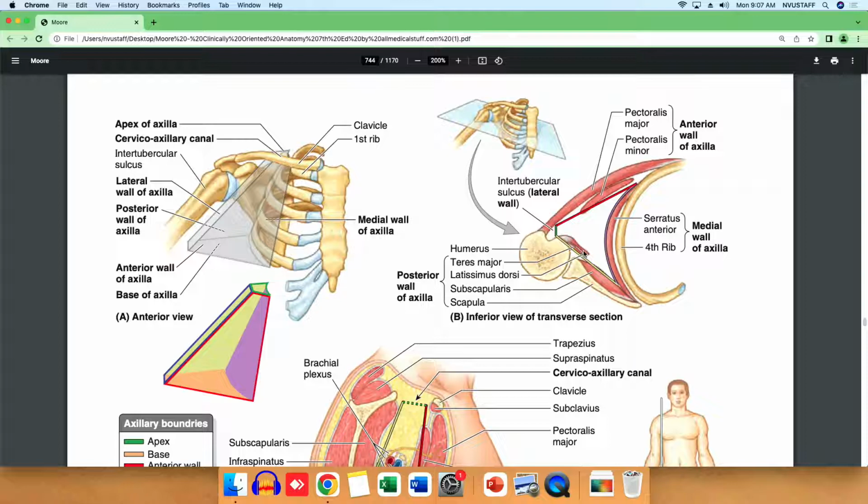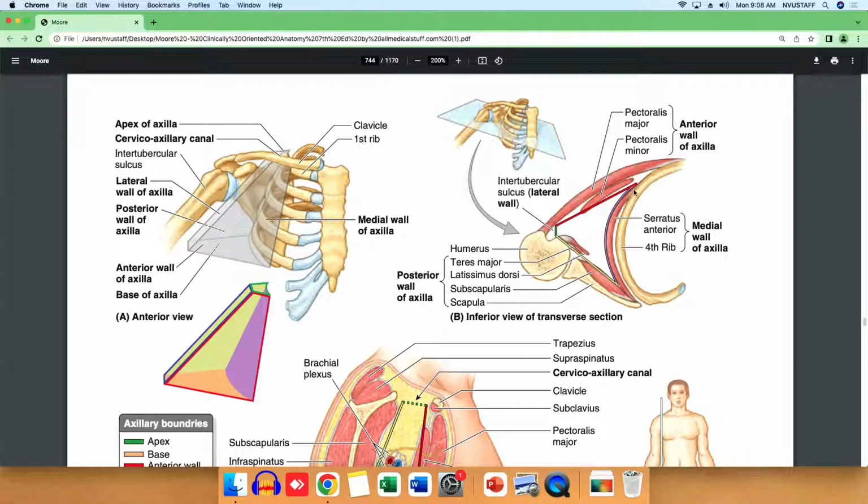At the same time, besides the latissimus dorsi, a very large structure, you can find a similar attachment, but of a much smaller muscle, which is truly a part of the scapular muscles, known as the teres major. So as you can see, both teres major and the latissimus dorsi contribute to the formation of the posterior wall of the axilla.